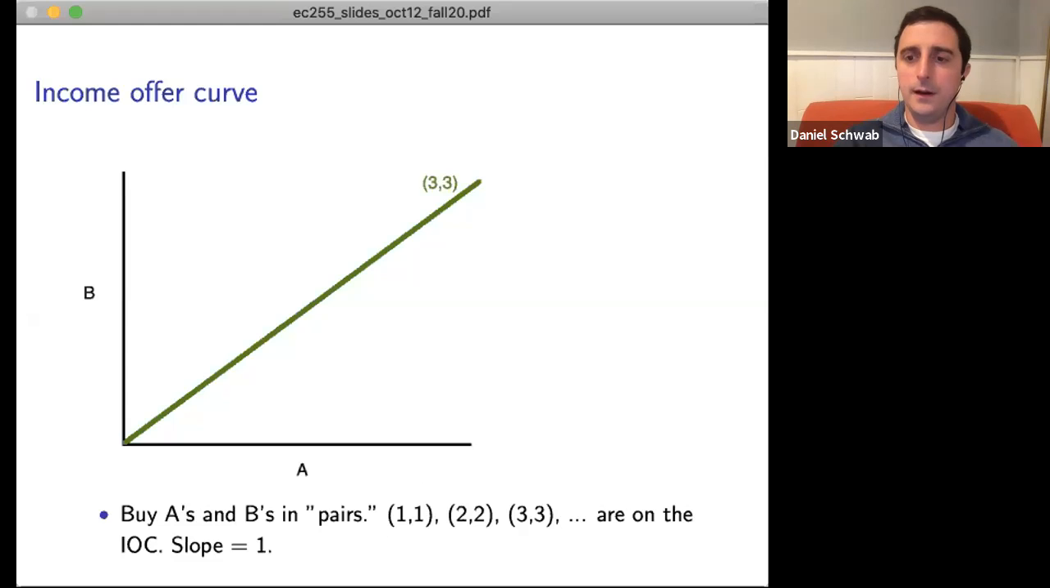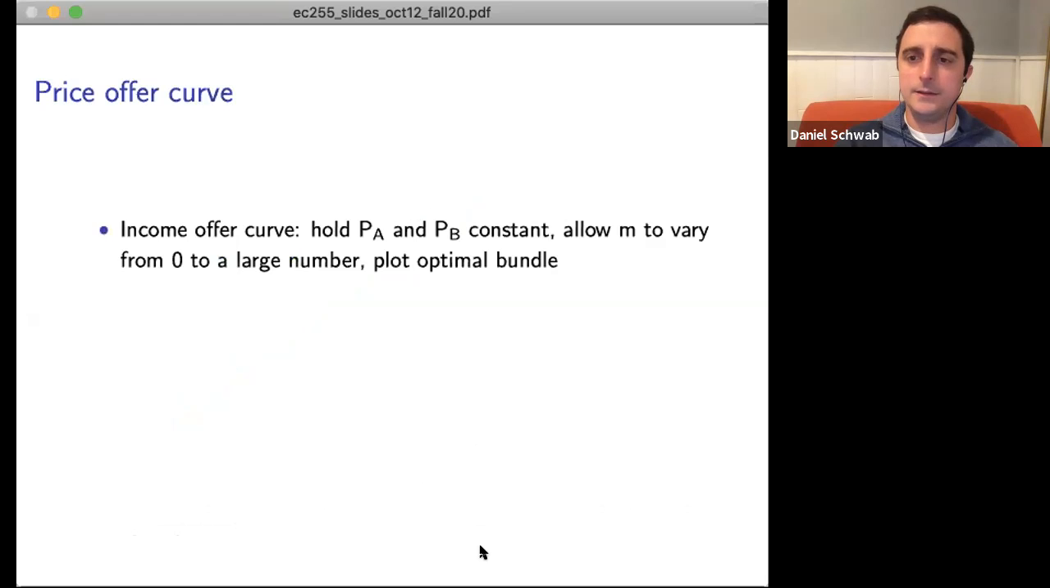Okay, so where we left off, we had looked at this income offer curve. What I want to do now is to look at another related idea. It's called a price offer curve. So this is just another way that we can graphically show the relationship between what a person will buy and, in this case, the price, right?